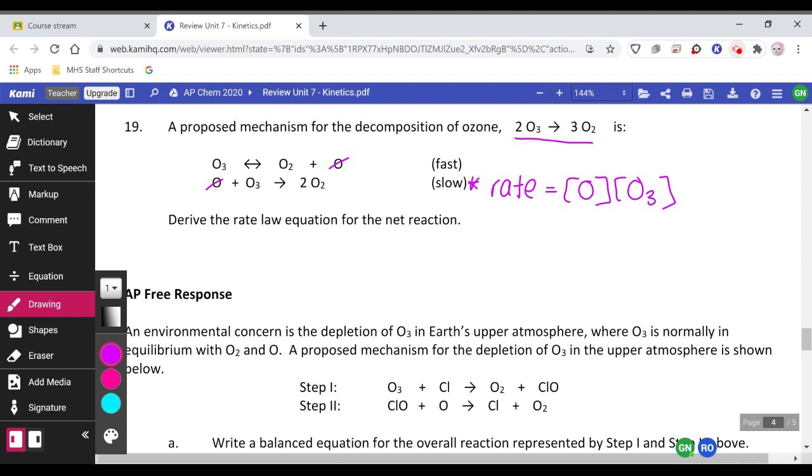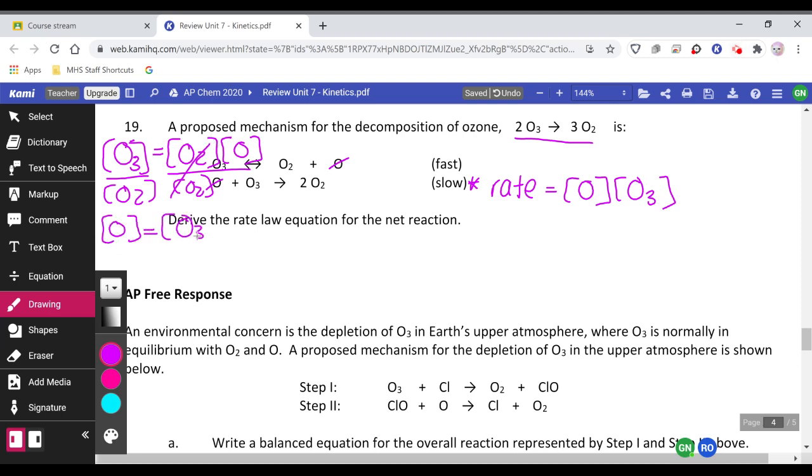And so I'm going to use what I know about my first elementary step. We can think of that as the concentration of O3 equals the concentration of O2 times O. I need to substitute something in for O, so I want to get O by itself up here. To do that, I'm going to divide by O2 on both sides. And so I get the concentration of O equaling the concentration of O3 over the concentration of O2. And I'm going to substitute this in for the O I don't want in my rate over here.